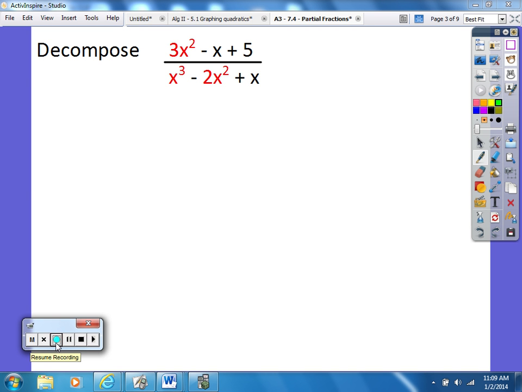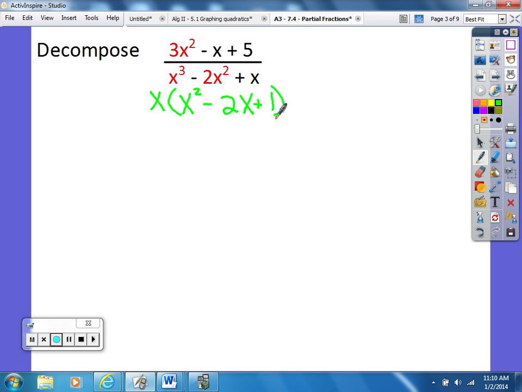Working on decomposing fractions. So breaking apart fractions into linear terms or quadratic terms, whichever is the smallest term. And so here's our problem. The first thing we have to do is factor the denominator. So we're going to pull out a GCF, which is x. So here I'm left with x squared minus 2x plus 1.